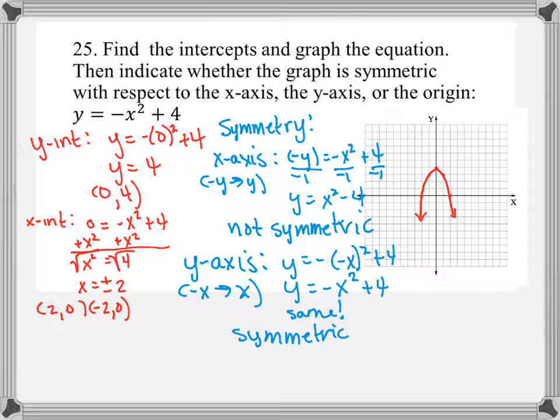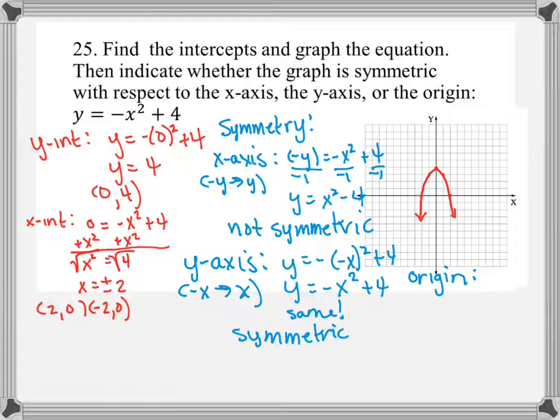And that makes sense because if you look at the graph that we have and imagine folding this graph on the y-axis, it would fold onto itself or would reflect onto itself. So we can see from the graph as well that it does have y-axis symmetry.